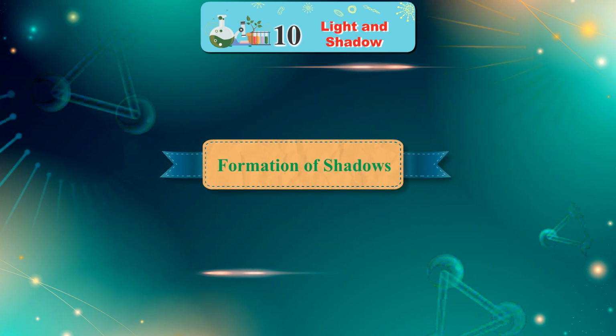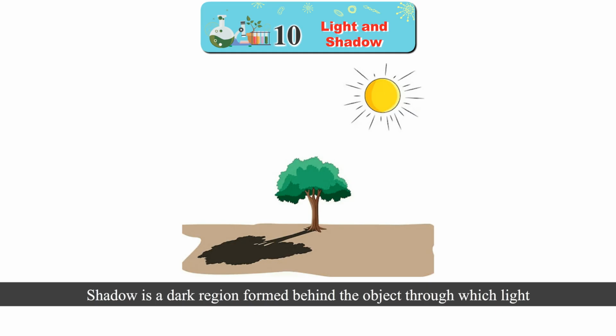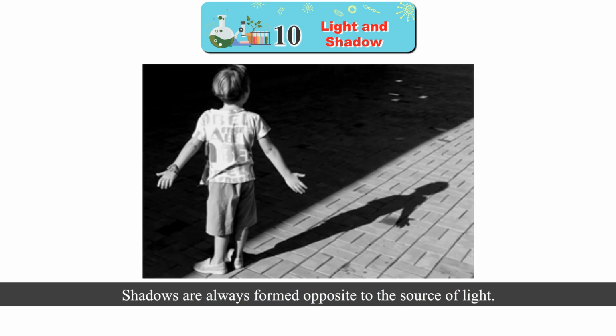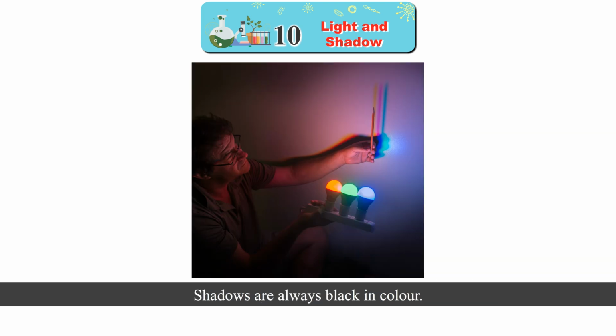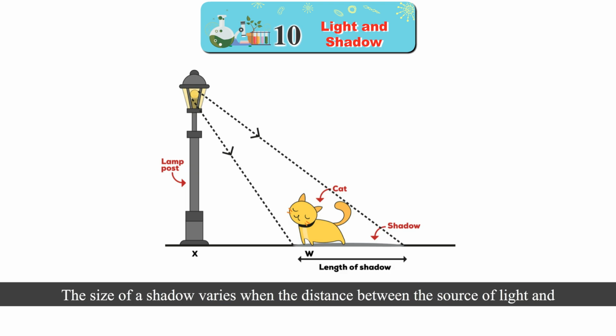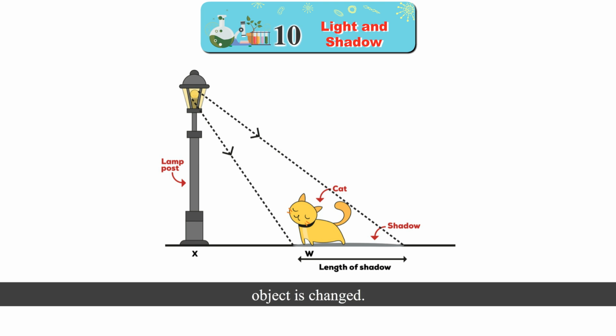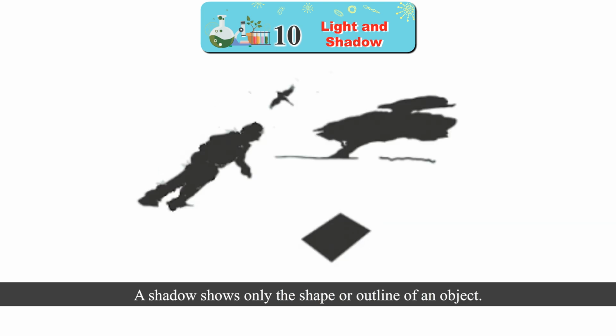Formation of shadows. Shadow is a dark region formed behind the object through which light cannot pass. It is important to note that shadows are always formed opposite to the source of light. Shadows are always black in color. The size of a shadow varies when the distance between the source of light and object is changed. A shadow shows only the shape or outline of an object.